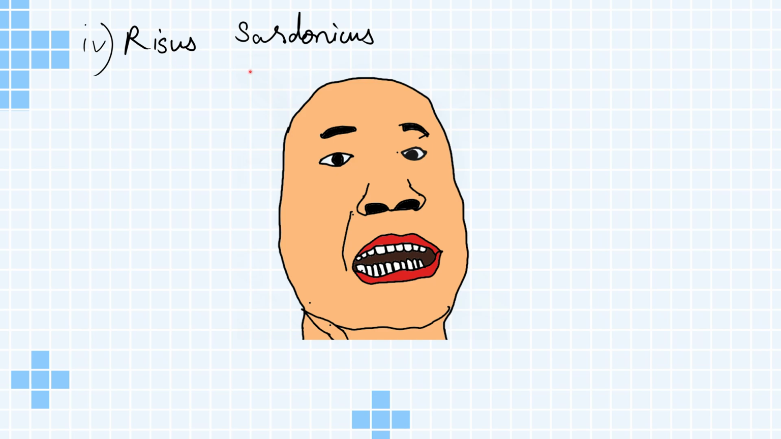Another classical feature of tetanus is risus sardonicus. It refers to the abnormal fixed smile-like facial expression caused by spasm of the facial muscles. Because of the continuous muscle contraction, the corners of the mouth are pulled outwards, producing this characteristic expression.